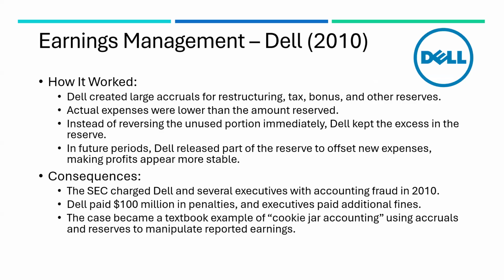So an example of this actually happening was Dell. They finally got fined in 2010, but I think it happened around 2006. And they created a lot of really large accruals for restructuring, taxes, bonuses, and other reserves. And the actual expenses were much lower than the amounts reserved. So they had a really bad year, and they laid off a bunch of people. And they recorded these huge restructuring charges and tax charges and bonus charges.